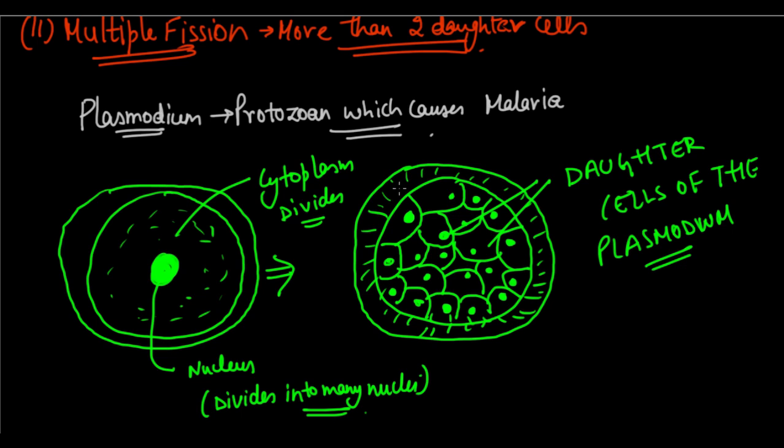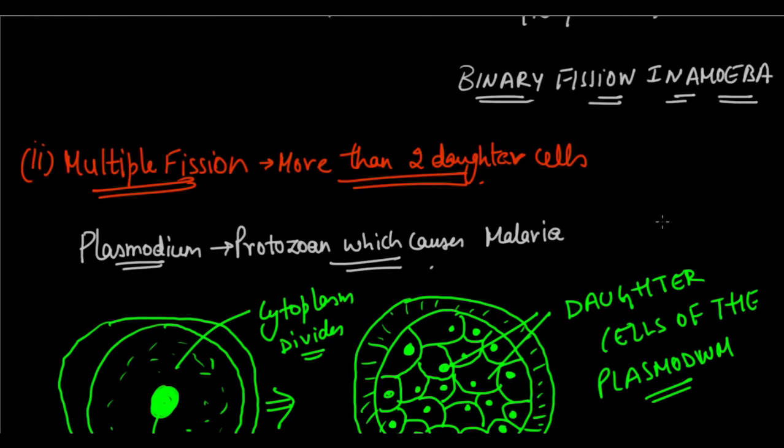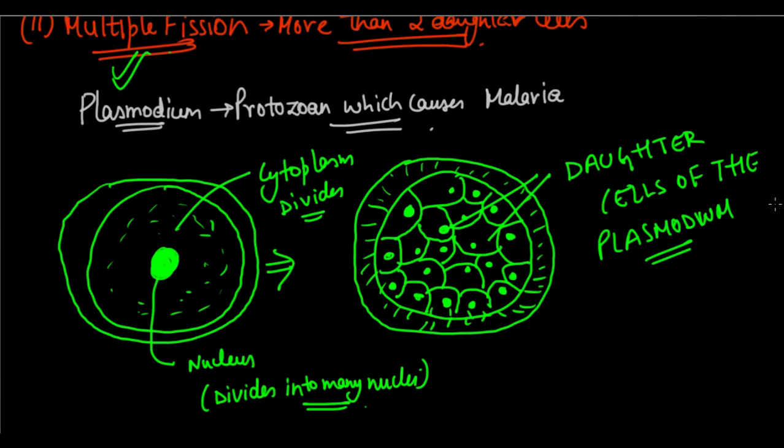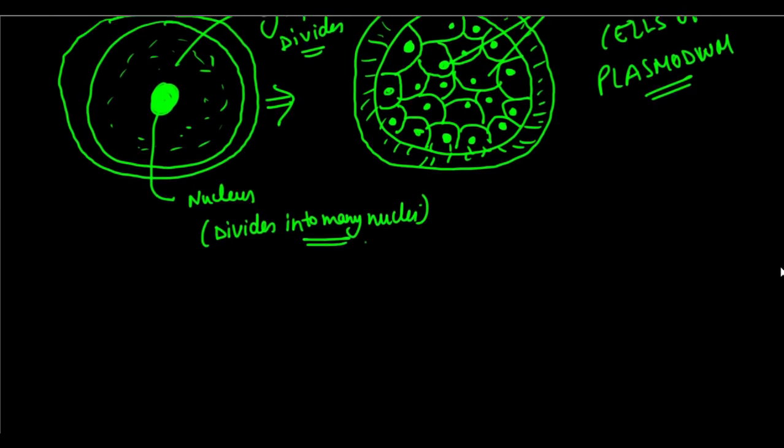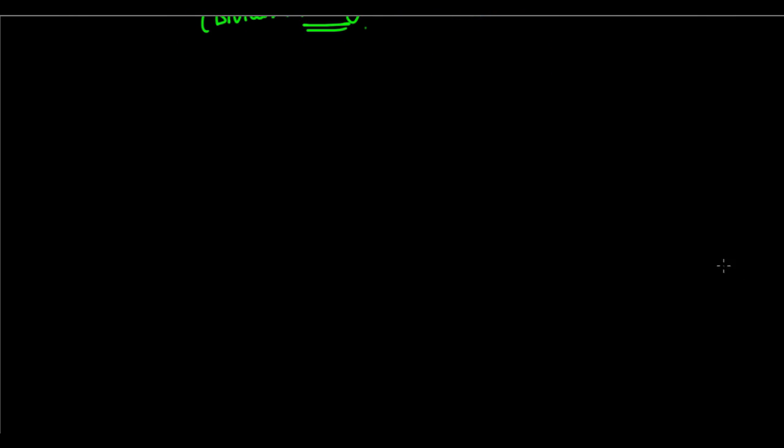cells. So since it's definitely more than two, we call it multiple fission. Right, I hope that's absolutely clear. That's what we call multiple fission. When that particular Plasmodium is dividing into many, many daughter cells, that's what we call multiple fission in Plasmodium. Right, I hope multiple fission is clear to each and every one of you.